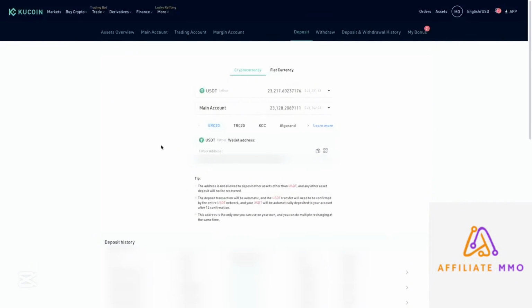So there's a few different options here. The first is to choose ERC20. That is the Ethereum mainnet network. Going to be very expensive, probably paying $20, $30 to do that. You can also use TRC, which is the Tron network. Very inexpensive. You'll probably pay $1, something like that for the transfer.